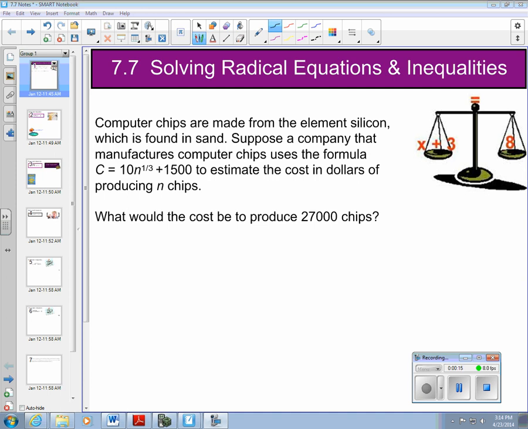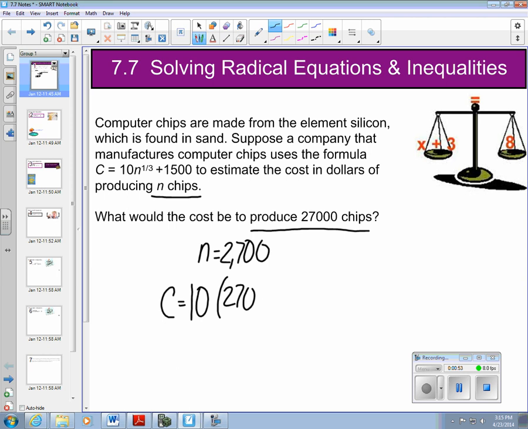Computer chips are made from the element silicon, which is found in sand. Suppose that a company that manufactures computer chips uses the formula C equals 10 times n to the 1/3 plus 1,500 to estimate the cost in dollars of producing n number of chips. They're asking us what would the cost be to produce 2,700 chips? Well, we know n is our number of chips, so n is equal to 2,700. We're just placing this n value right into our equation. So C equals 10 times 2,700 to the 1/3 power plus 1,500.